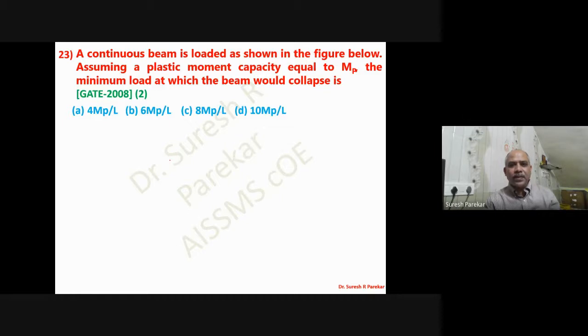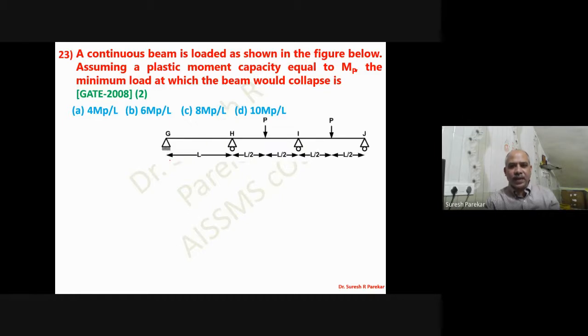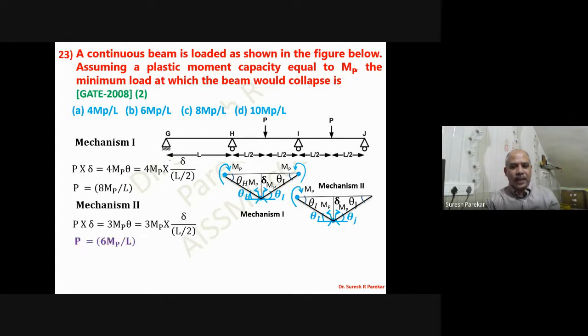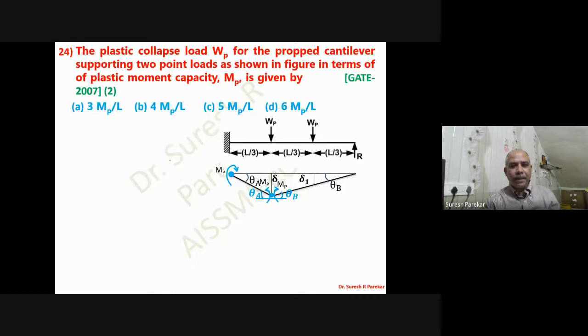Then a continuous beam is loaded as shown in the figure. So it is given in this way. In the first span we do not have any load. So we have mechanism 1 and mechanism 2. If we solve mechanism 1 and mechanism 2, from mechanism 1 we have 8 MP by L, and mechanism 2 we have 6 MP by L. So the option is B.